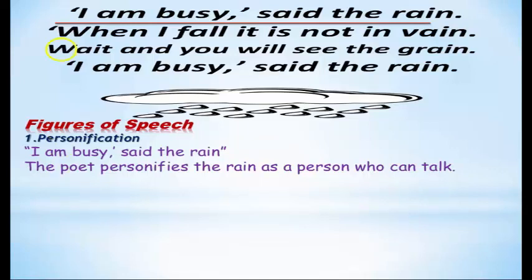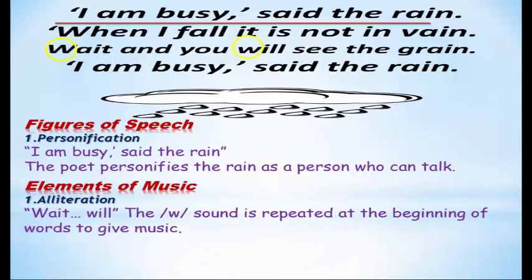We have here alliteration, "wait," "will." So this is alliteration, one of the elements of music. The "w" sound is repeated at the beginning of the words to give music.